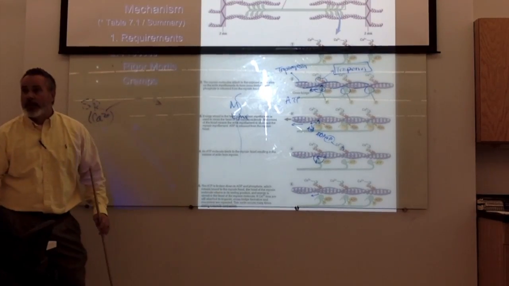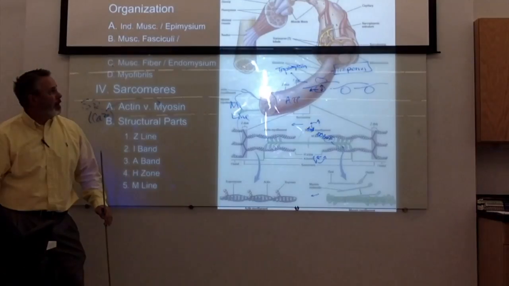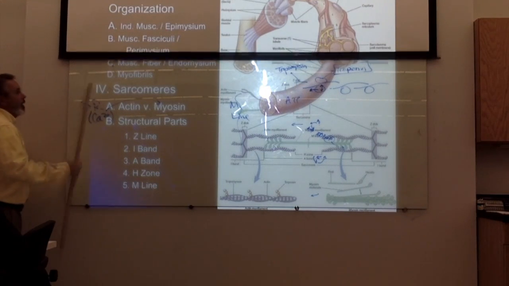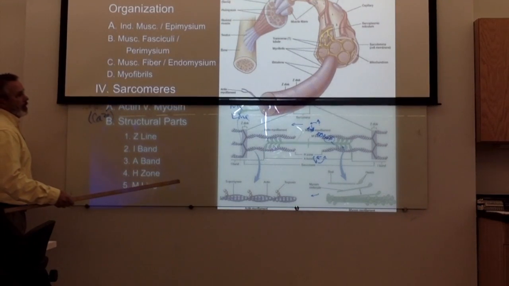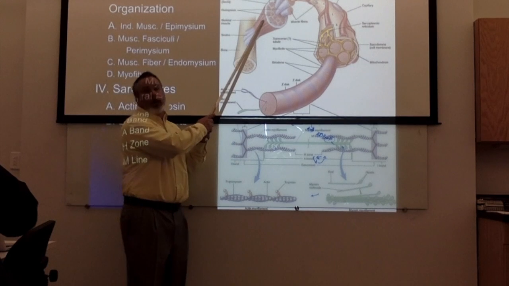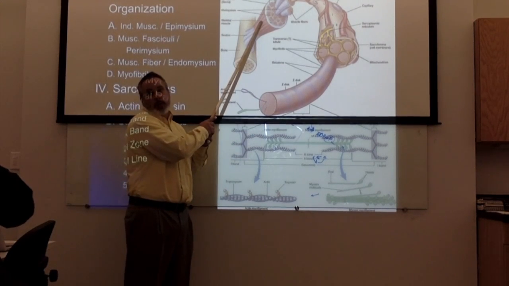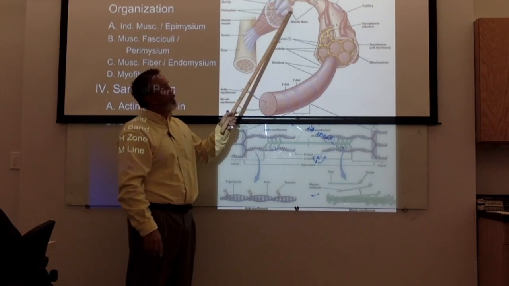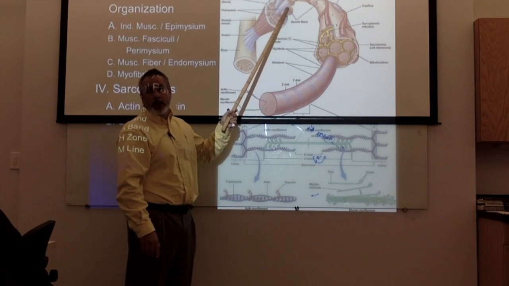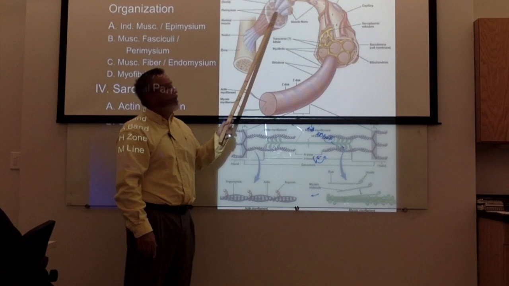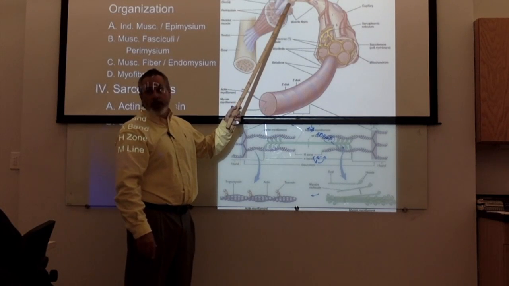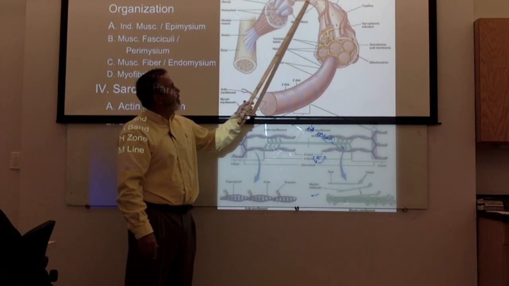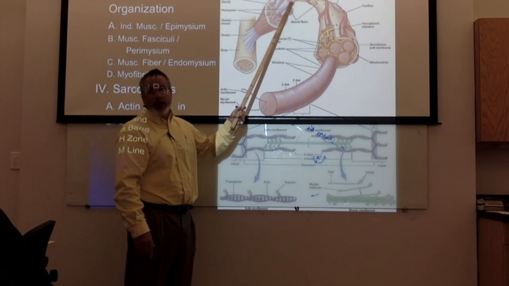Okay, so let's go back and look at the big picture. This is one of your muscles, just one. It could be a small muscle or a relatively big muscle. Inside of that, you have these muscle bundles called muscle fascicula. A dozen or so of those make up a muscle. Each fasciculus is made up of muscle fibers, so there are many muscle fibers in there.